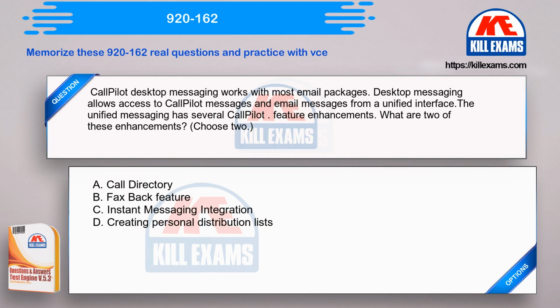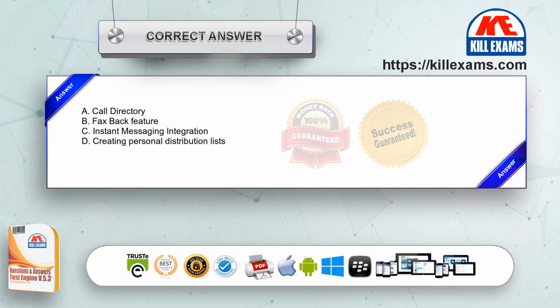Choose two. Option A, Call Directory. Option B, Faxback feature. Option C, Instant Messaging integration. Option D, Creating personal distribution lists. The correct answer is option A, C.